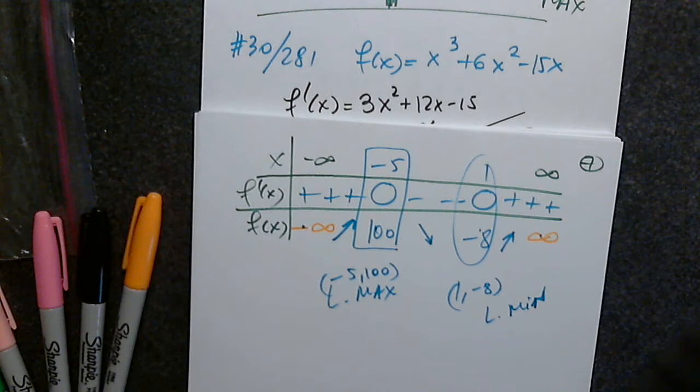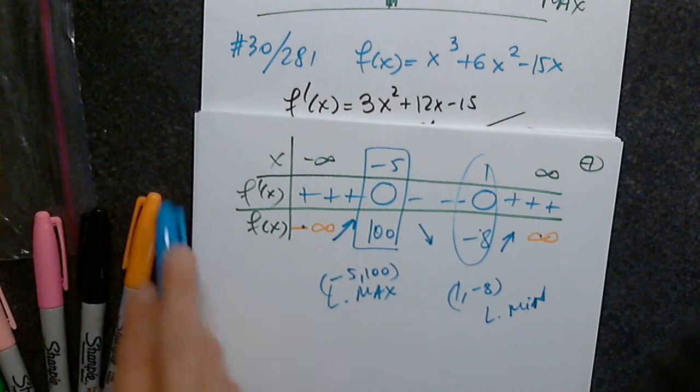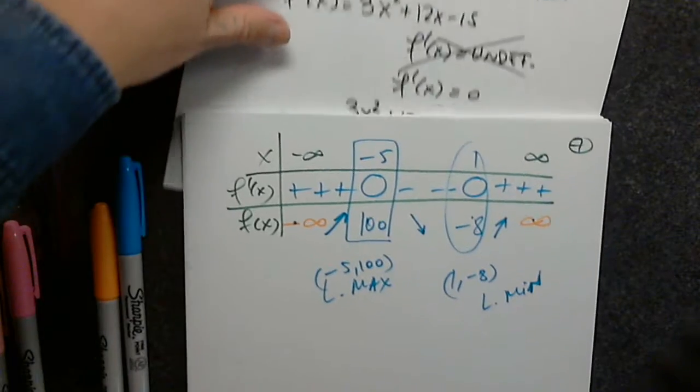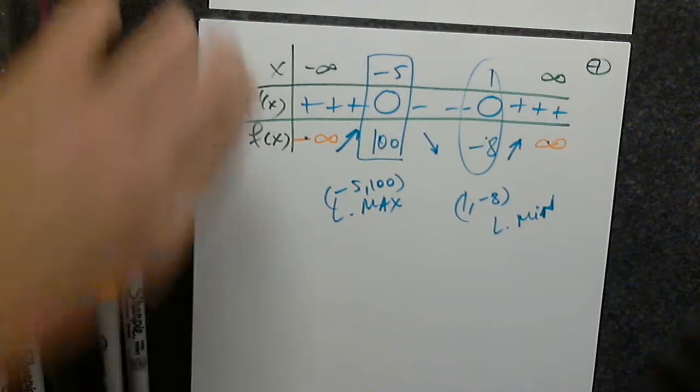So this is the mechanism. First, we determine the critical numbers. Then we create a table. Then we study the sign of the derivative. And then we conclude. If the derivative changes sign at the critical numbers, from positive to negative, that is a local max. From negative to positive, that is a local min. And this is also called the first derivative test.